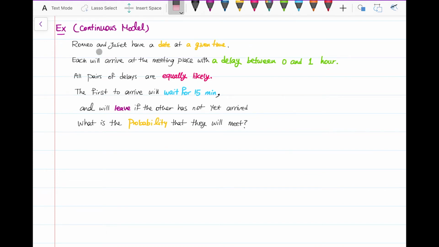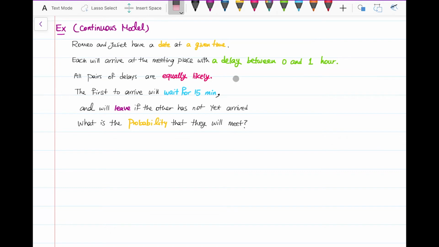In this example, we're going to study a continuous model, and we're going to see how to apply the probability axioms to find a probability law for this question. Romeo and Juliet have a date at a given time. Each will arrive at the meeting place with a delay between 0 and an hour. All pairs of delays are equally likely. The first to arrive will wait for 15 minutes and will leave if the other has not yet arrived. What is the probability that they will meet each other?